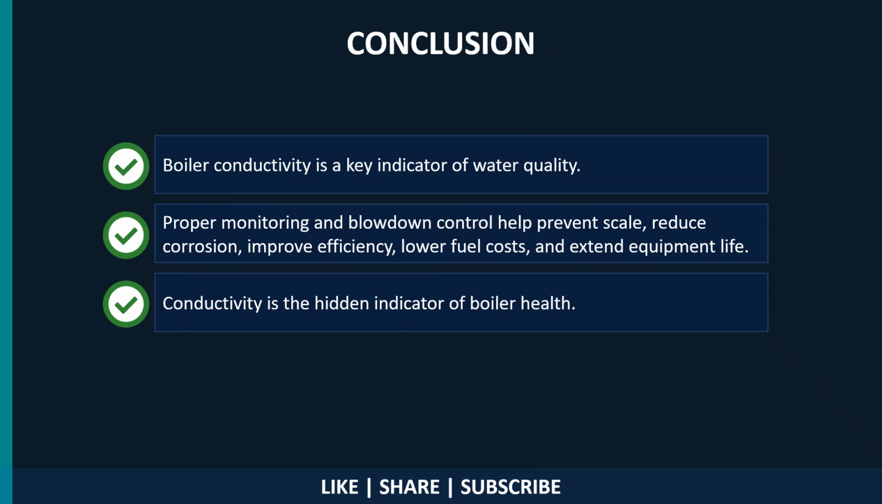Let's quickly recap. Boiler conductivity is a key indicator of water quality. Proper monitoring and blowdown control help prevent scale, reduce corrosion, improve efficiency, lower fuel costs, and extend equipment life. Remember, conductivity is the hidden indicator of boiler health.